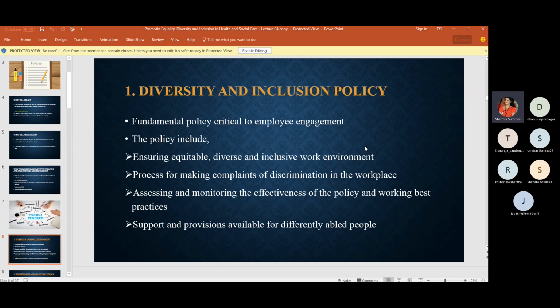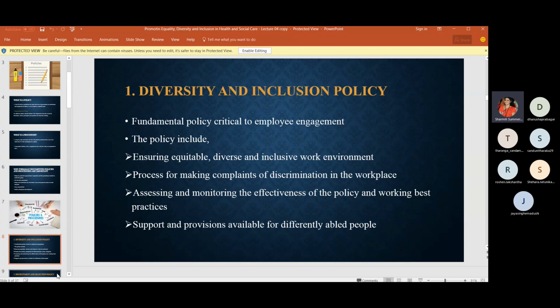Why? Because, depending on their disability, most differently able people get discriminated against in workplaces. So for supporting them also, we can use this diversity and inclusion policy.